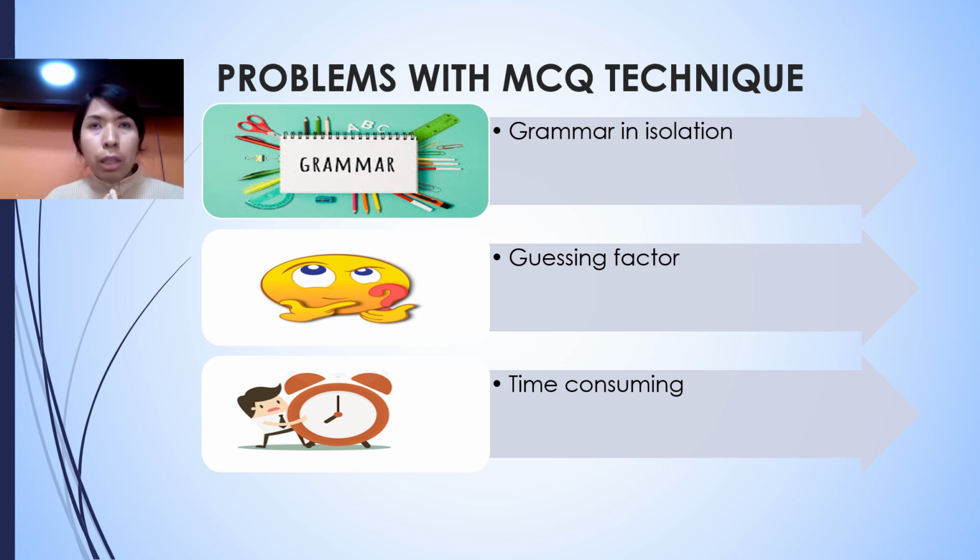Also, the guessing factor. Some students can guess the correct answer without knowing why they chose that. So for that reason, the guessing factor is high. Also, it's time consuming. Creating this multiple choice question is time consuming, but we have to take into consideration that the distractors shouldn't be too easy or too difficult in order to not demotivate our students in their learning journey.